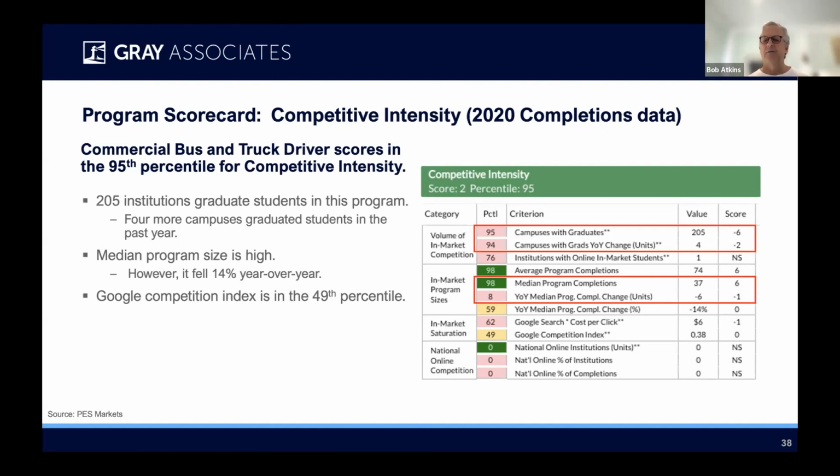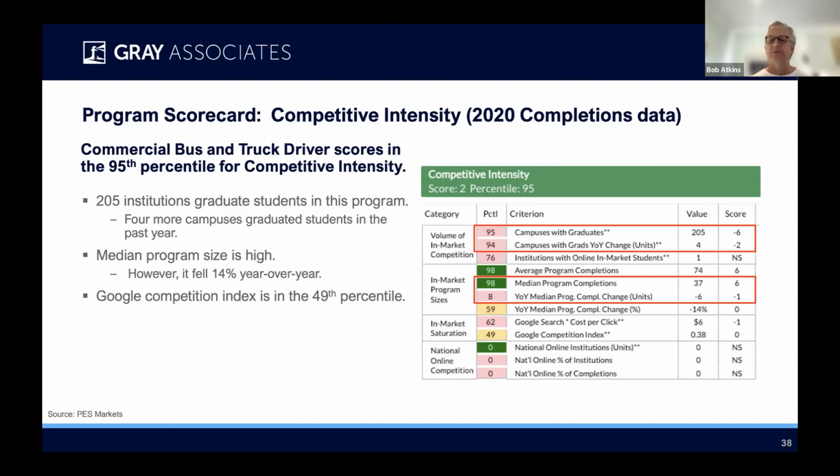And you're really only talking about a 3-month program. So 37 is a good number. It's not a fabulous number. It's only 12 per cohort. The concerning thing, though, is it's going down. So that median program size has gone from 43 to 37, down by 6 or 14%.